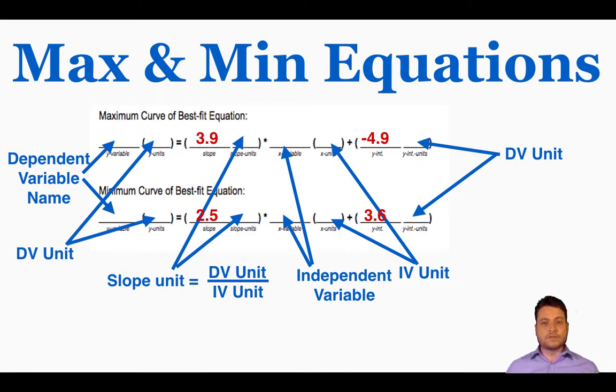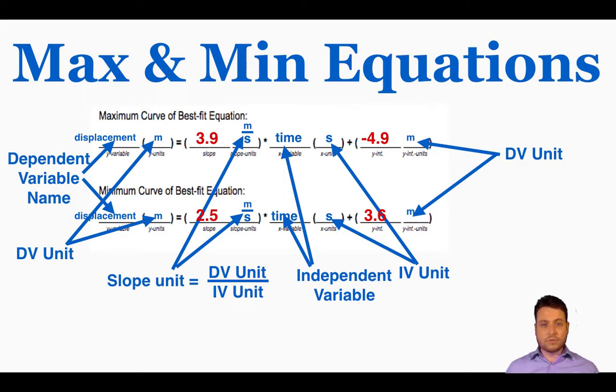And finally, the y-intercept units are also going to be the DV units, the dependent variable units, because if you think about it, the y-intercept is going to be measured using the units of the y-axis. So I'm going to imagine that we're comparing displacement and time. So displacement measured in meters is our dependent variable, and time measured in seconds is our independent variable. So those would go where they go.